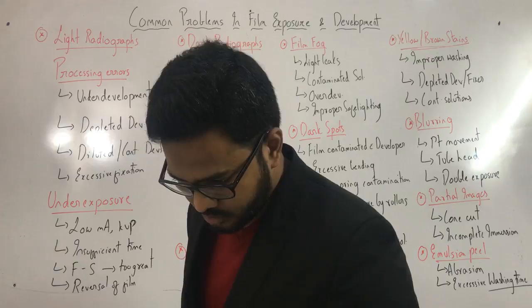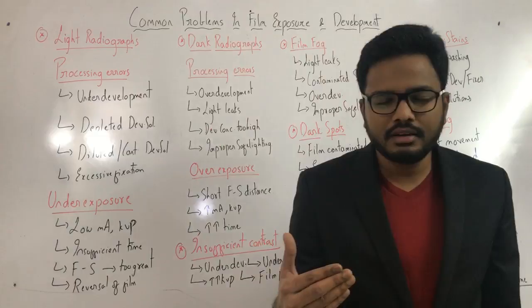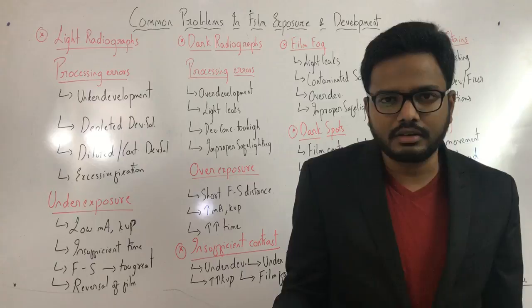Okay, warm developer can lead to grainy appearance. It's very simple. Just assume that developer helps in developing, but once your film is in contact with the tank, there is no developing there. So obviously when there is no developing, the film appears light, isn't it? And opposite in case of dark spots.